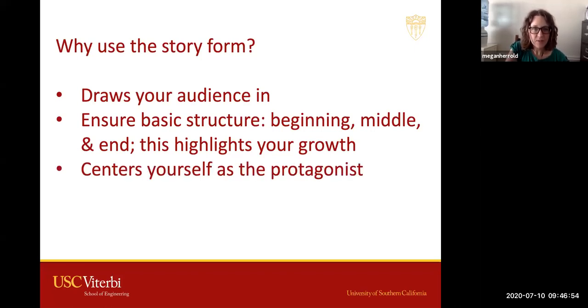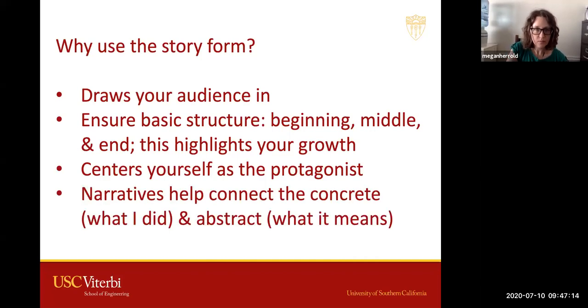Other reasons: a story will center yourself as the protagonist. And I think that's really important for you to step forward and own who you are and what's important to you. So leading with I statements is really important, especially in the college admissions process, because you do want to stand out. And narratives also help connect, this is going to sound kind of abstract, concrete things to abstract things. It's like a thread going between those things.